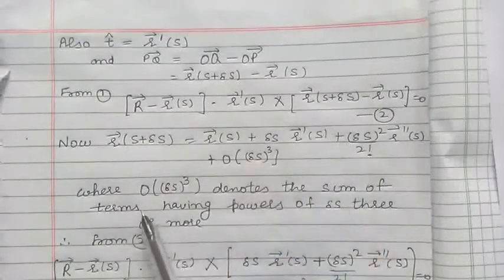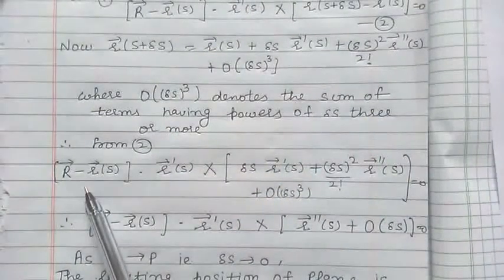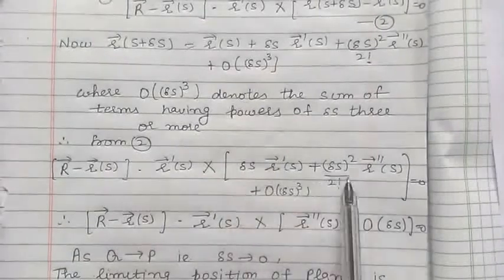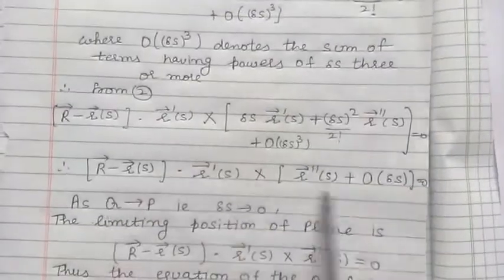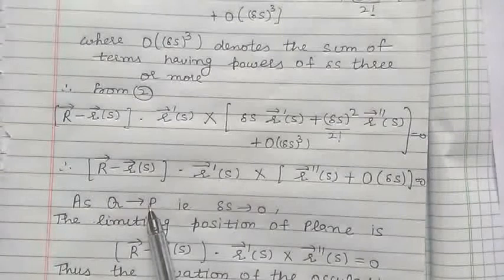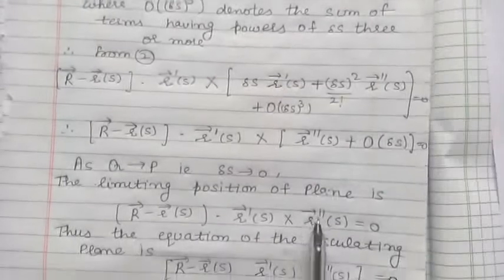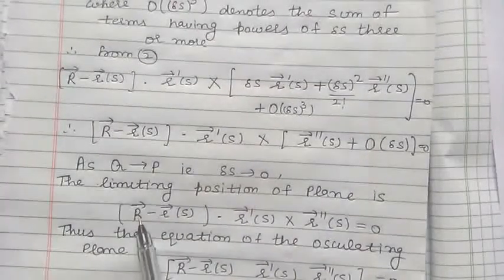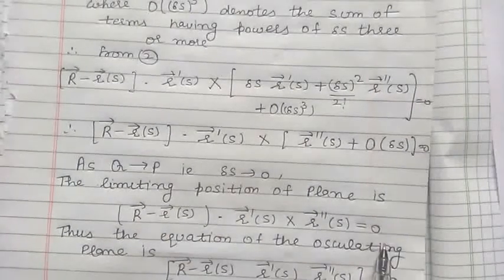Now again, substituting this value in the equation, we get equation 2 in this form. Now from here we can take delta S whole square common, and dividing throughout by that, we get this expression. Now taking limits as Q approaches P, delta S approaches 0. Therefore, the limiting position of the plane is given by vector R minus vector r dot r dash cross r double dash is equal to 0.